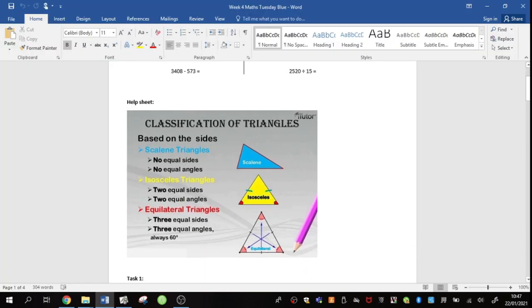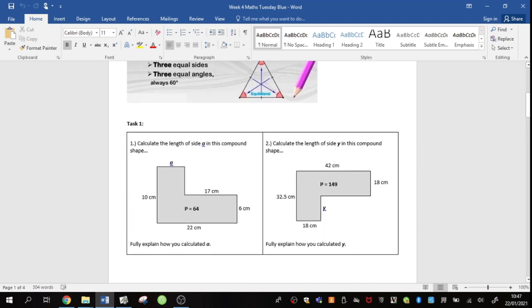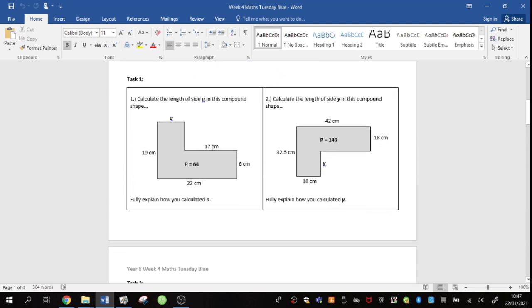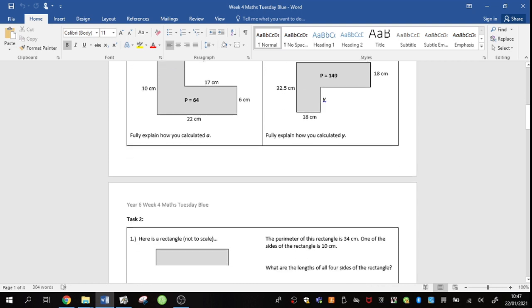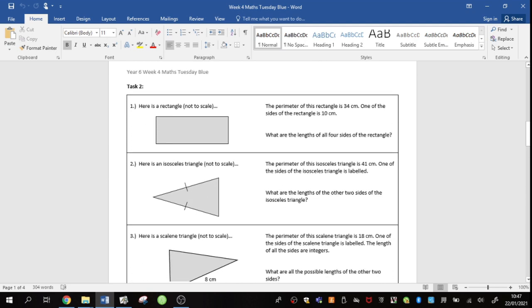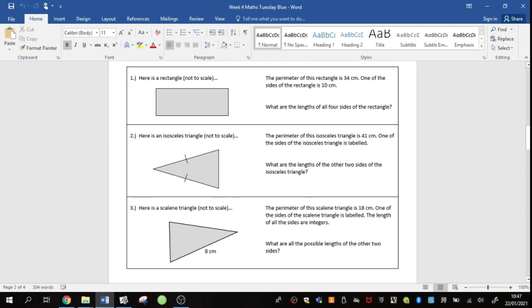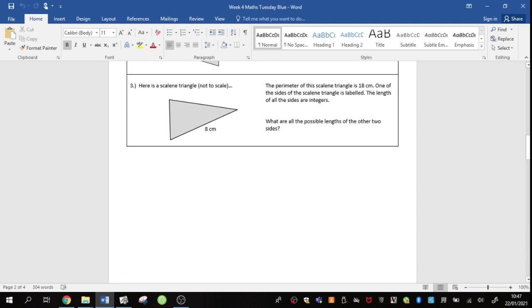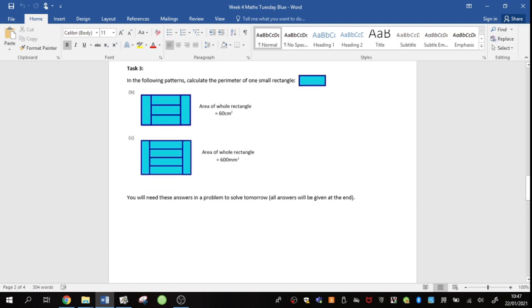Okay, your task today, there's a help sheet that you will need. You are going to calculate the length of these compound shapes. The length of the missing sides of these compound shapes first. Then having a look at calculating the missing lengths here when I've given you the perimeter. And then your final task is, in the following patterns, calculate the perimeter of one small rectangle again.